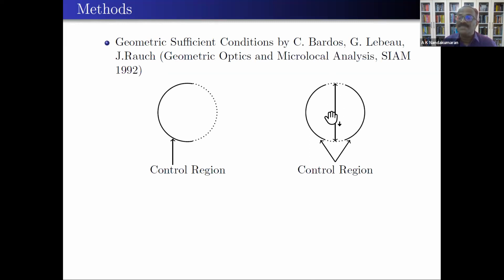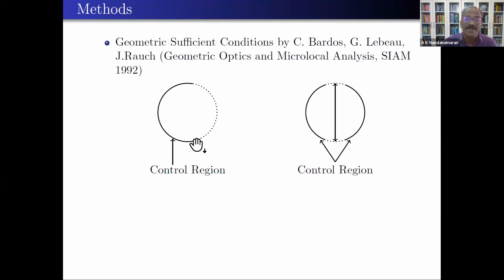If there are such rays, they are called trapped rays. So you are applying control almost every place except a small region here. And if there are some trapped rays which never reach the control boundary, then you cannot achieve control. So this paper basically tells you that you have to choose the control region carefully.